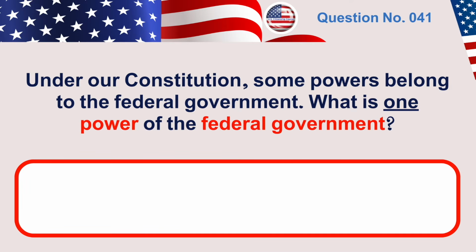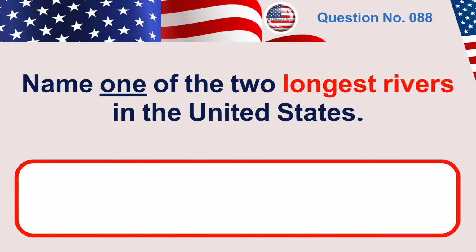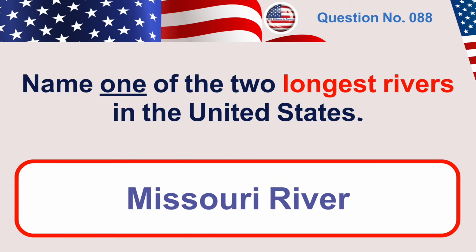Under our Constitution, some powers belong to the federal government. What is one power of the federal government? To print money. Name one of the two longest rivers in the United States. Missouri River.